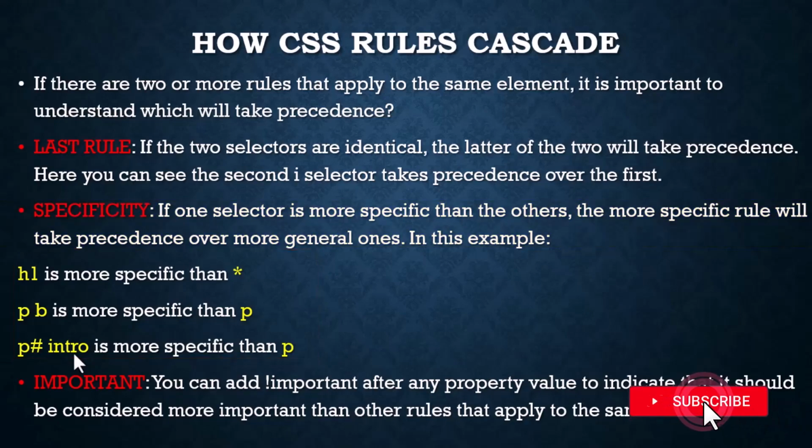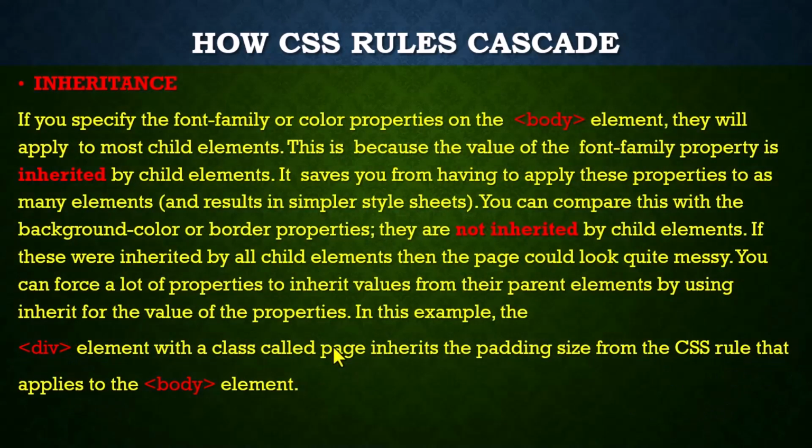Now importance also: you can decide to give some of your properties importance over the others. In this case, those that you have indicated as important are going to take precedence over those that are less important. Now inheritance. You remember we were doing child, sibling, adjacent sibling, universal sibling, and what have you. In CSS there are relationships.